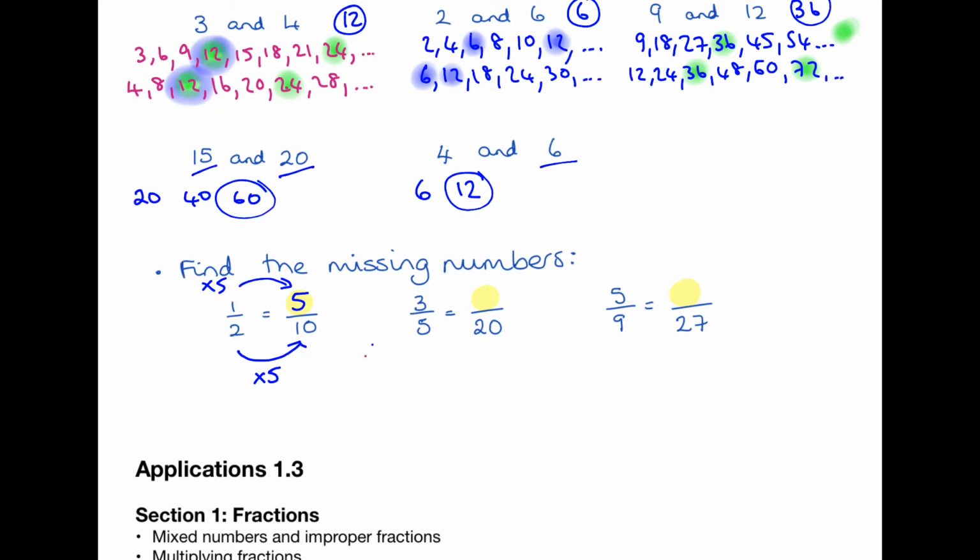Okay, then the next one, look at what's happened to the 5 to turn it into 20. That's been multiplied by 4. So we need to do the same to the 3 as well. 3 4s are 12.